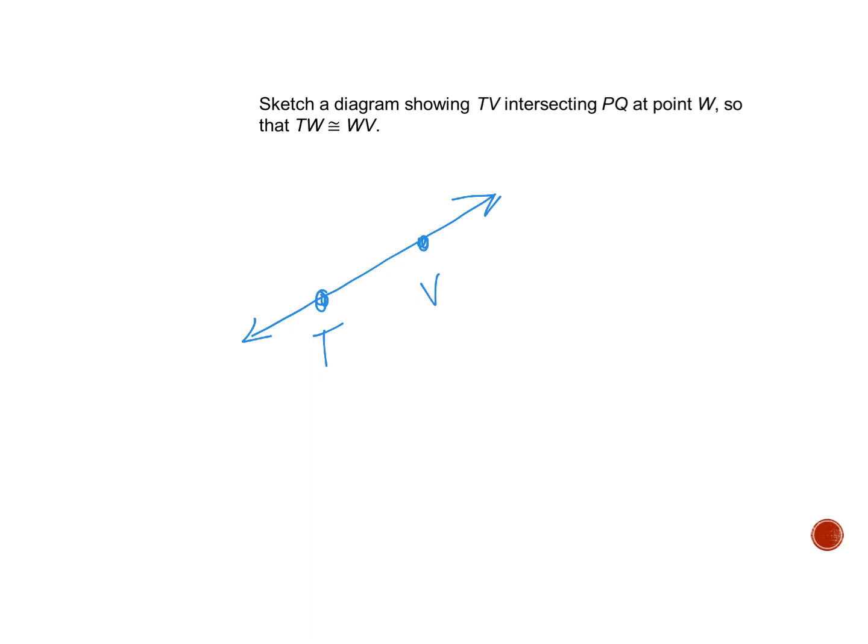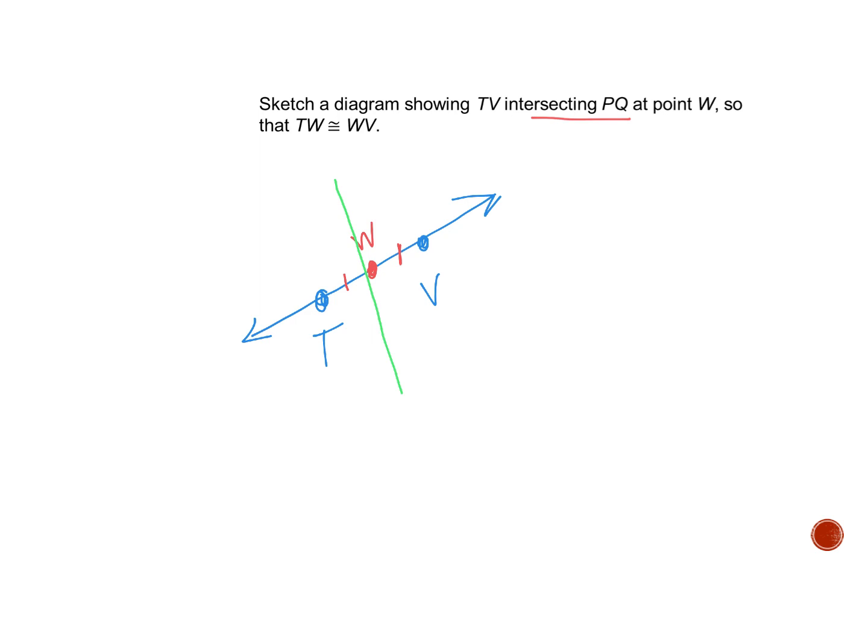Then I'm going to draw a point that's going to be a midpoint, and I'll call this point W. And I'm going to identify that this is a midpoint by putting the little tick marks that indicate that TW is the same length as VW. And then I'm told that TV intersects PQ at point W. So I now have to go out and draw a line PQ.